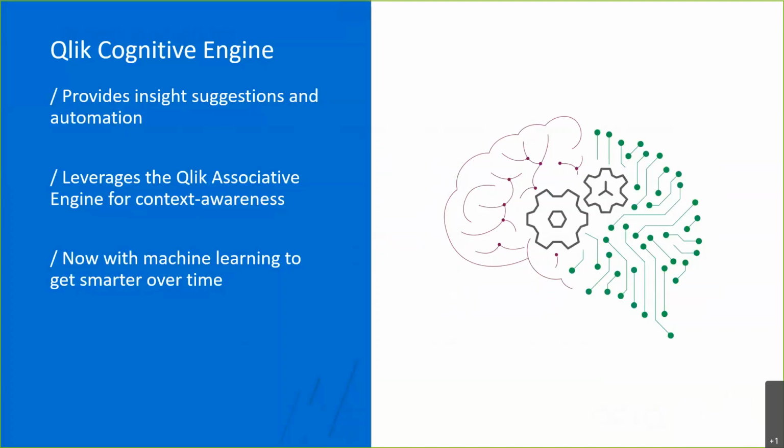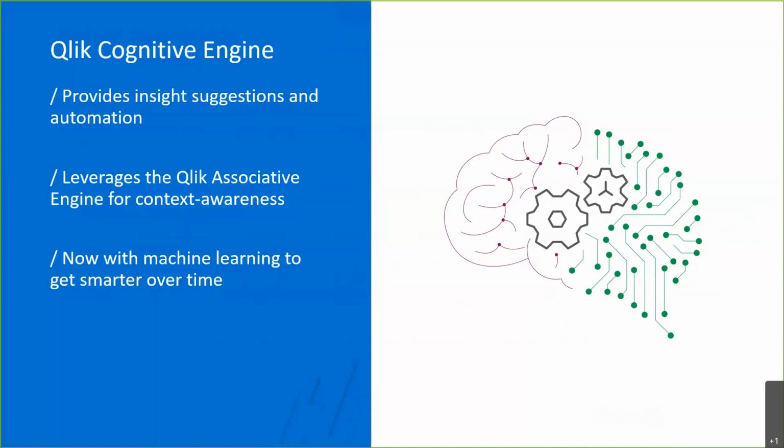So let's take a moment. You've already heard me talk about the cognitive engine a couple of times so far this afternoon. Qlik combines the unique associative engine with new AI and machine learning capabilities to enhance the ability of people to analyze information, make data-driven decisions, and take action.